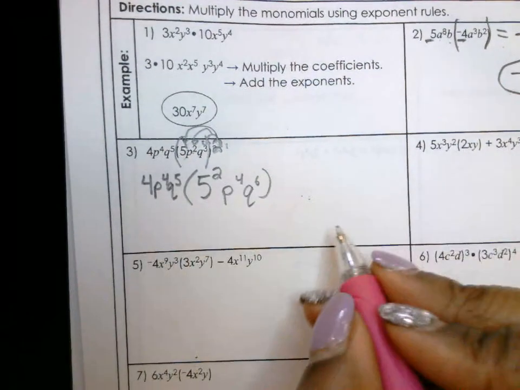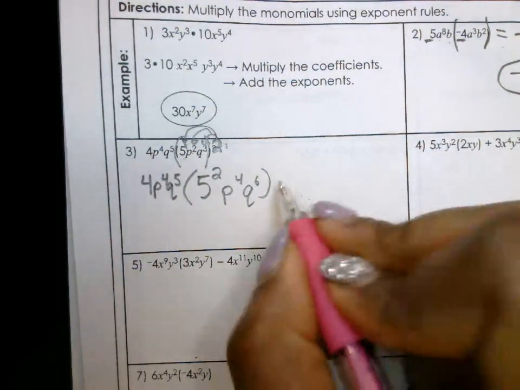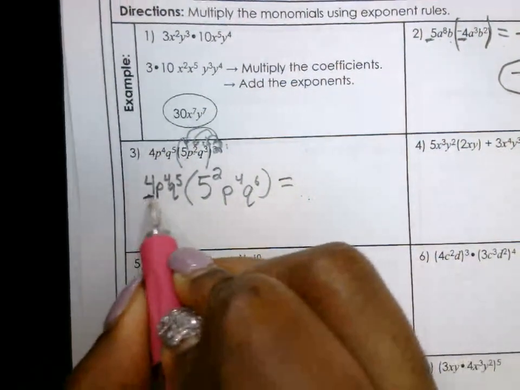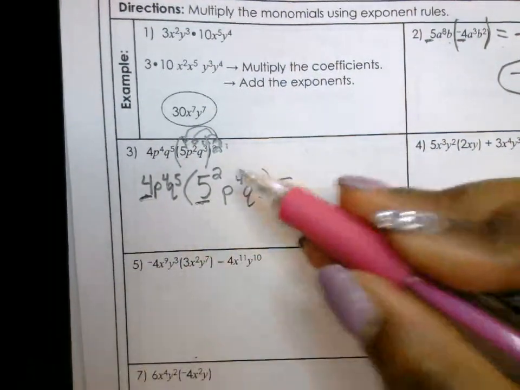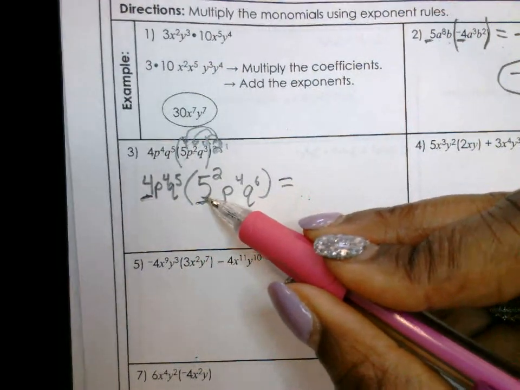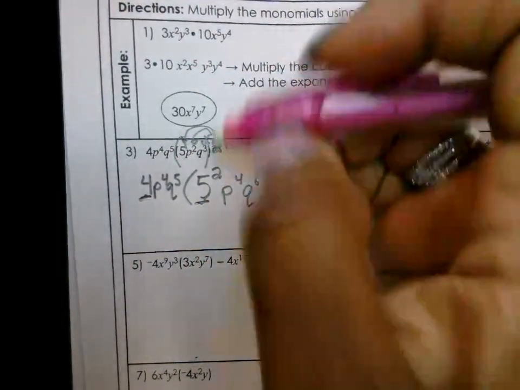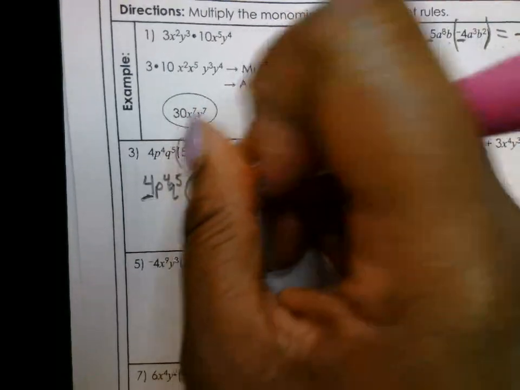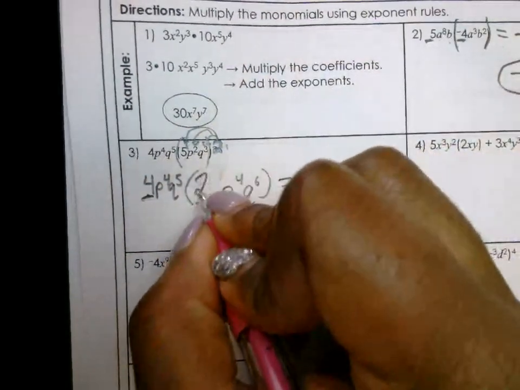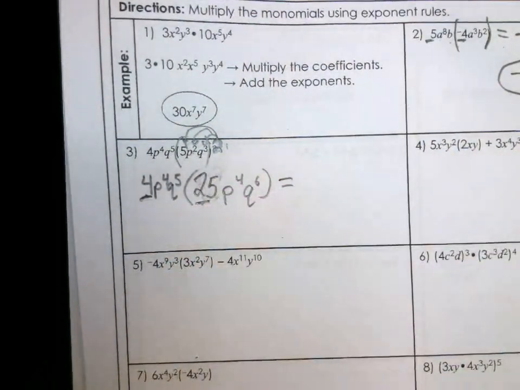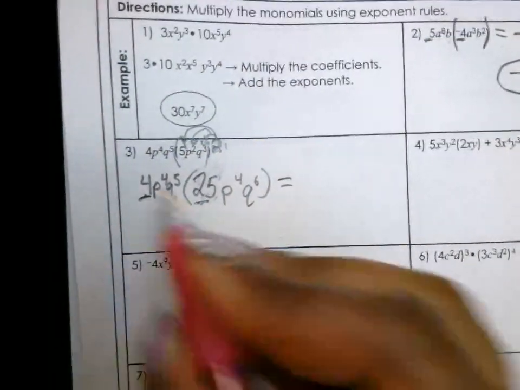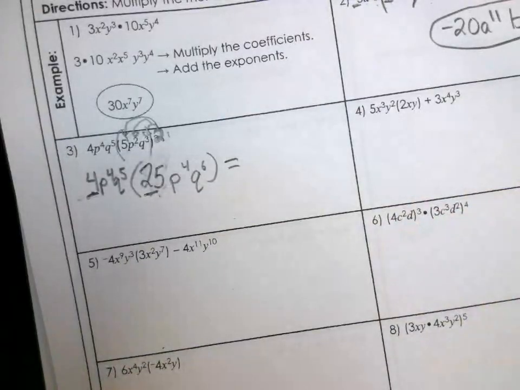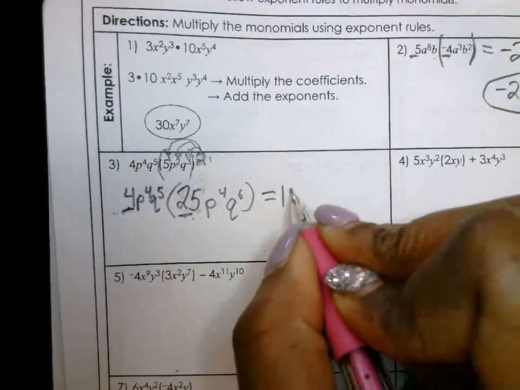Now we're going to multiply. Let's multiply the numbers first. We need to simplify this. What's 5 to the second power? 25. This is 25. So I'm going to go ahead and change this to 25, okay? Now I can multiply 4 times 25. What's 4 times 25? 100. We got 100.